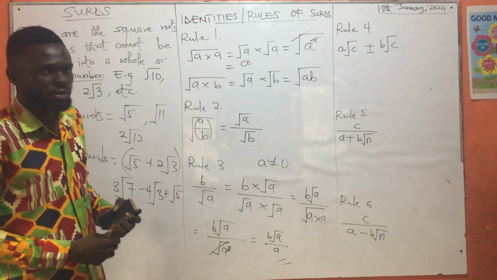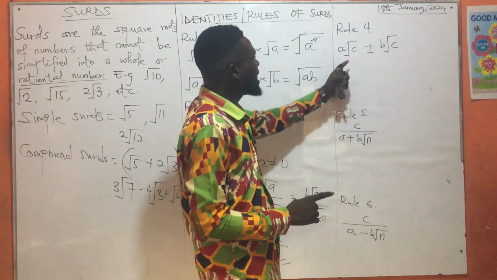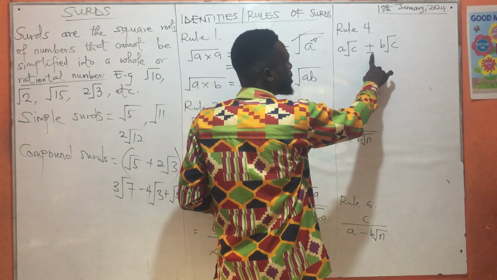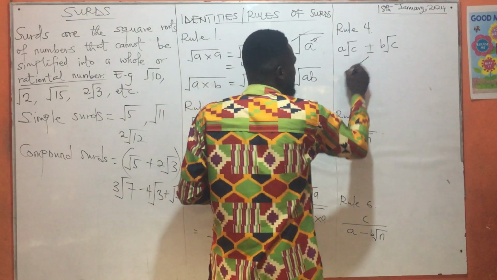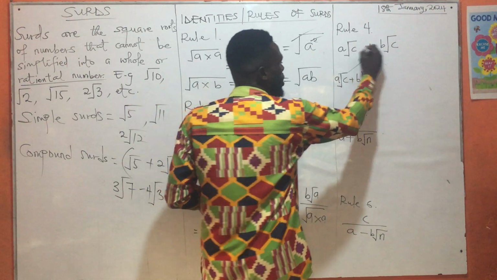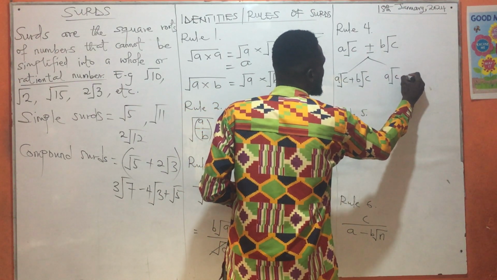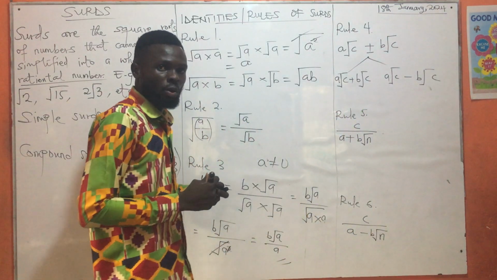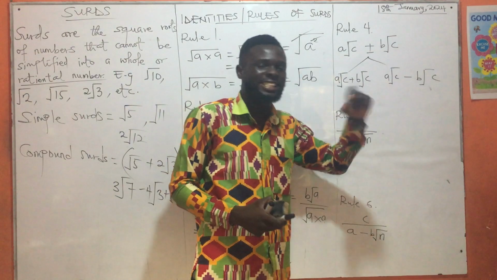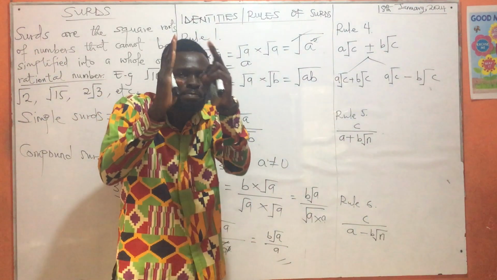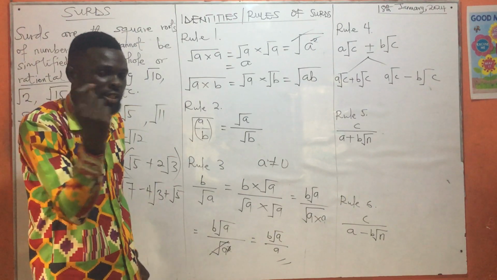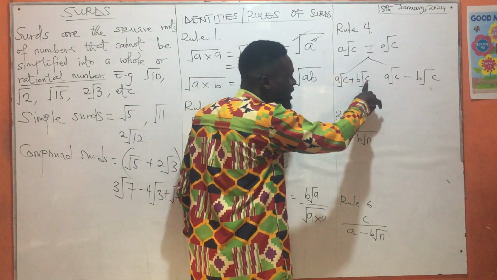Now let's go to the fourth rule. The fourth rule is saying that whether you are adding or subtracting, so you see I've written A set C plus or minus B set C. So this, I can split into two, which means A set C plus B set C. Also the same as A set C minus B set C. Now, when we are adding or subtracting sets, listen carefully. The value in the square root must be the same. If the values in the square root that we are adding are the same, then we can do that simplification. So the value in this square root is C, and the value in this square root is also C.